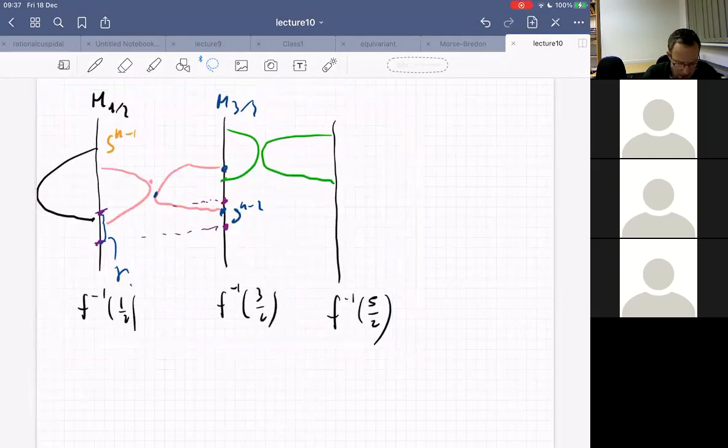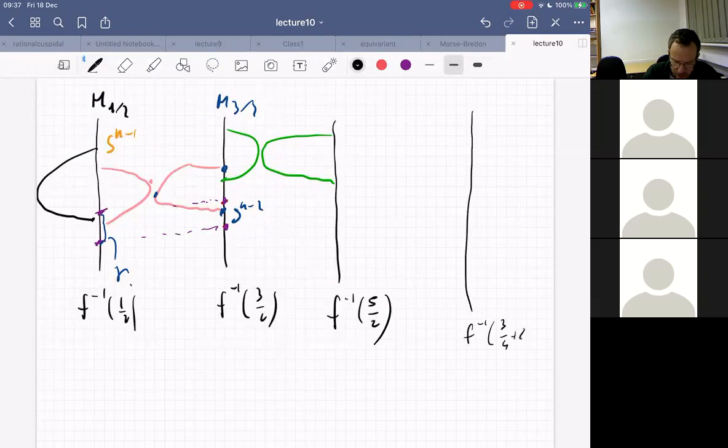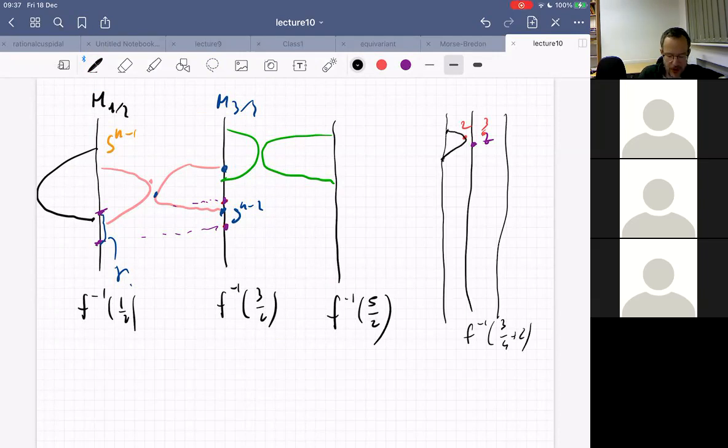Okay. So what is the situation? I have here f inverse of 3/4 plus 2. I have my critical point z. And then, lo and behold, what is going on? I introduce a pair of critical points, index 2 and index 3 critical points. And over here, I have a stable manifold of the index 2 critical point and some trajectories and so on.